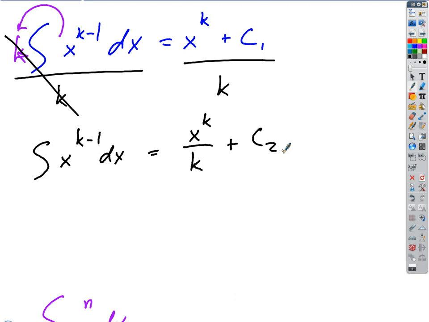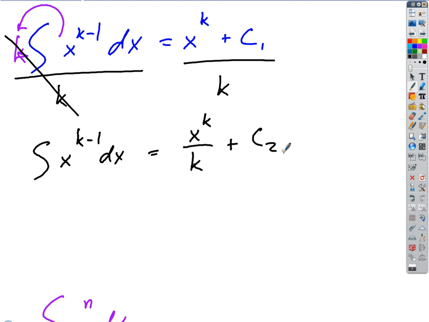Remember, we still don't know what it is, we just have to account for the possibility that it's there. So if we want to find a particular solution, we can apply an initial condition and solve for that, right? Okay.